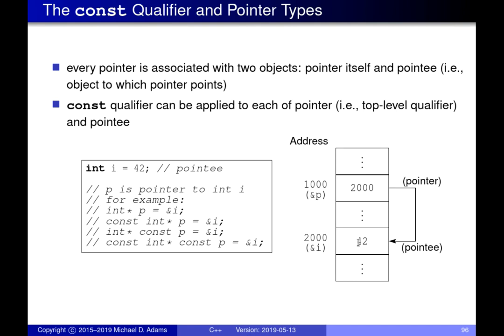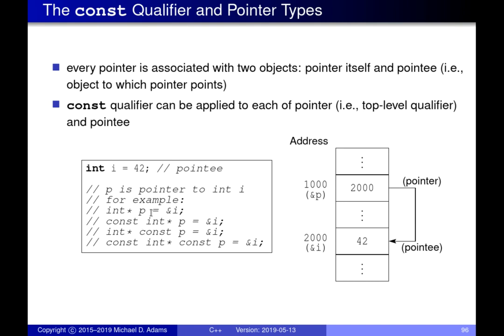Because the pointer and pointee are separate objects, their constness can be controlled independently. For example, I have this integer variable i, which is initialized to 42. Then I can create a pointer called p, and there are four different variations of constness that I could have for this pointer. Pointer types in C and C++ read from right to left. So the star is read as a pointer. Reading from right to left, this is a pointer to an int. Reading right to left here, this is a pointer to an integer that's constant. Here, this is a constant pointer to an integer. And here, this is a constant pointer to a constant integer.